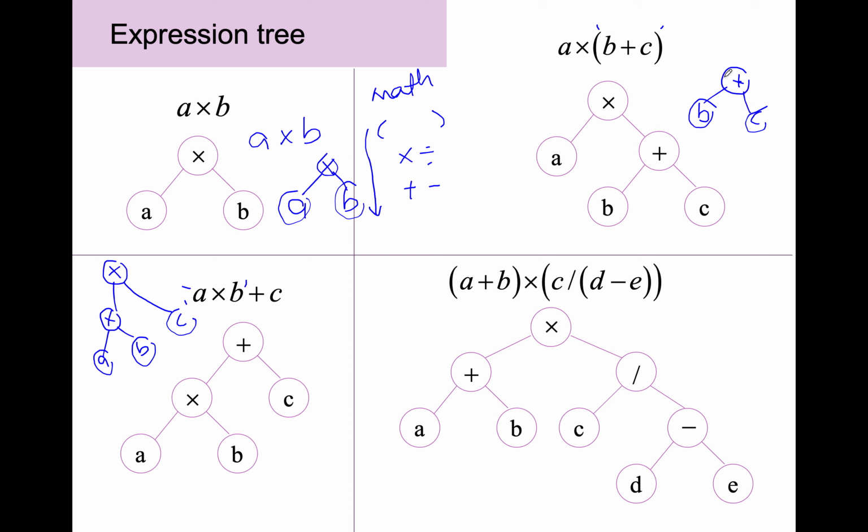Then you have multiplications, E. So it's very easy to draw the expression tree using a normal form of mathematical. So then the first bracket is the priority.